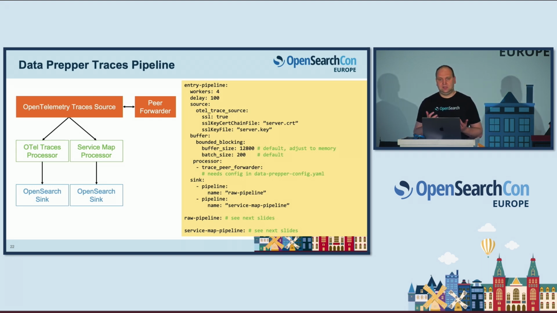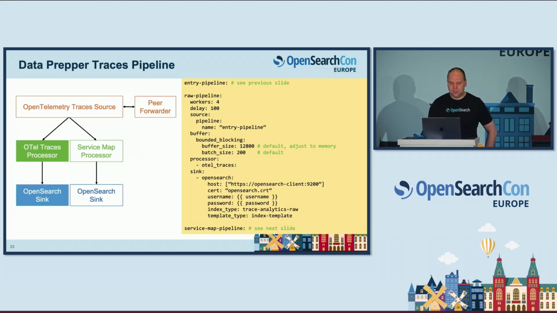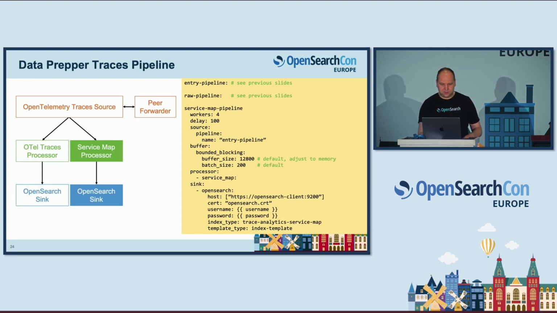If you don't do it, then it might happen that your ingestion path gets scrambled. Depends a little bit on your data. And then you can configure the side where there's just the raw pipeline. That means the raw spans going through. You see there's the OTel traces processor, and that's the one that taps also into the peer forwarded state. And on the other side, there's the service map. Also looks now very basic once the peer forwarding works.